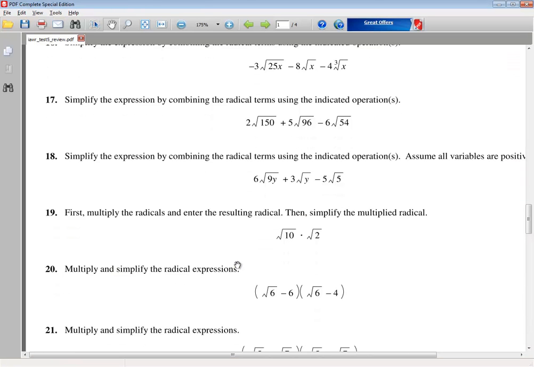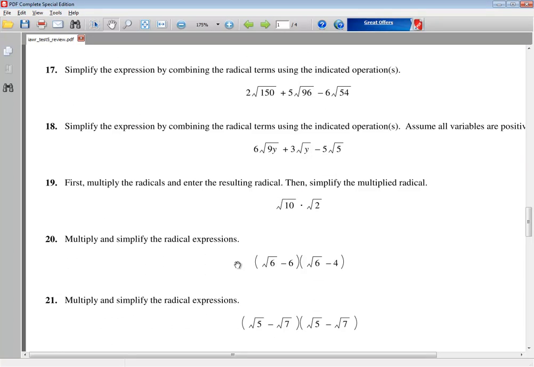Okay, number 17. Let me grab a drink here.